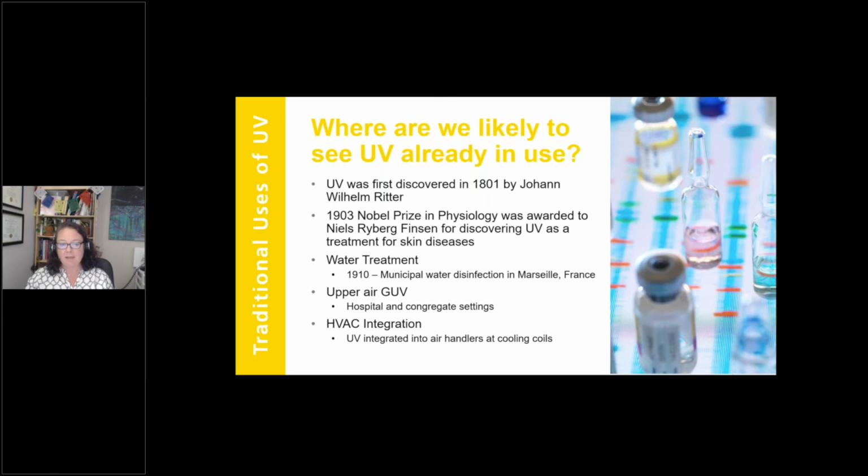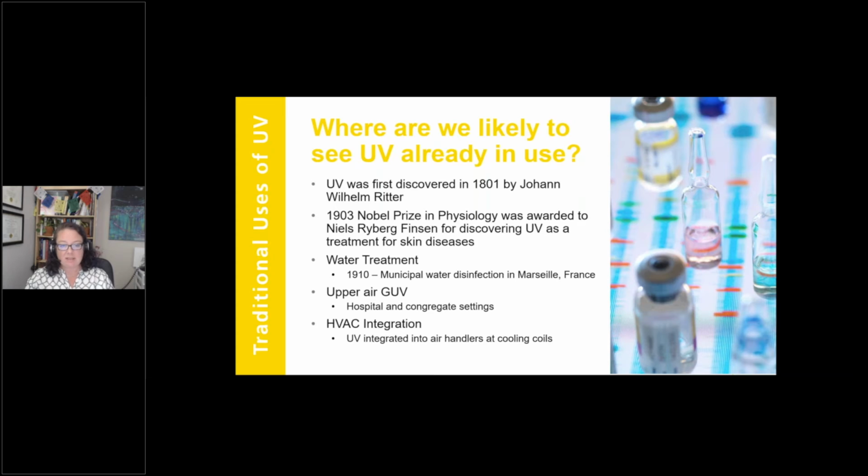Upper air GUV, as Bob and Dave touched on, was first deployed in the 1950s in hospital settings and was quite effective. But we saw it phase out around the 1970s as effective antibiotics became cheaper and more widely available. And finally, another tried and true application to note is integrating UVC lights into HVAC units to treat the air as it is being conditioned.